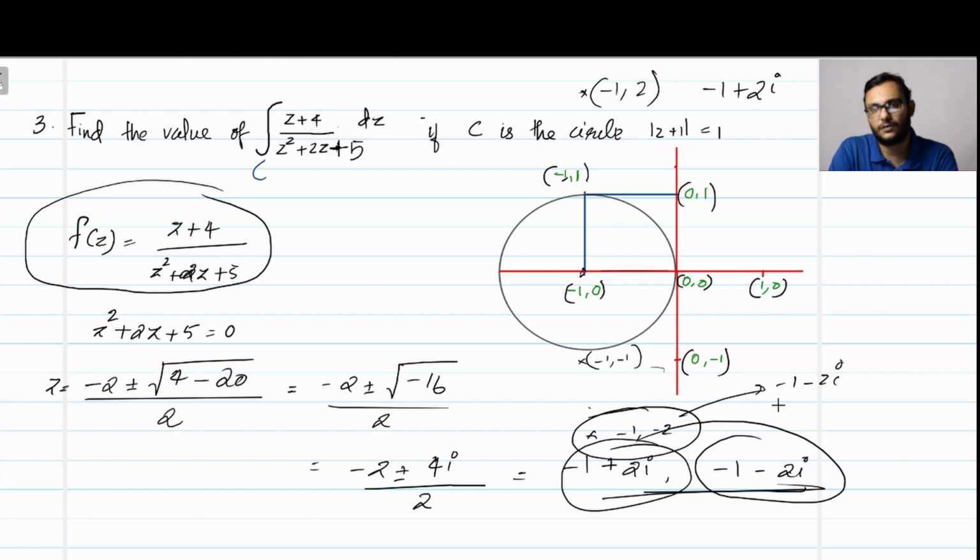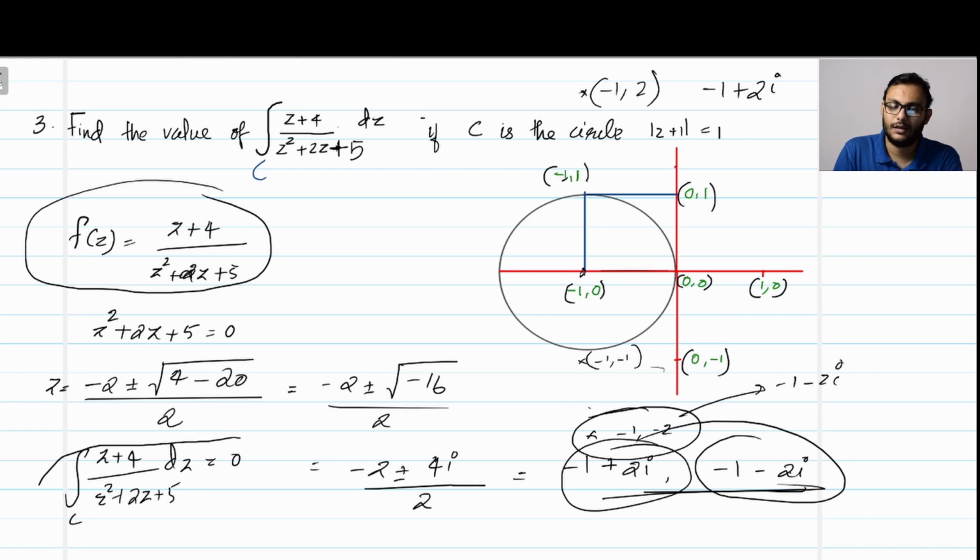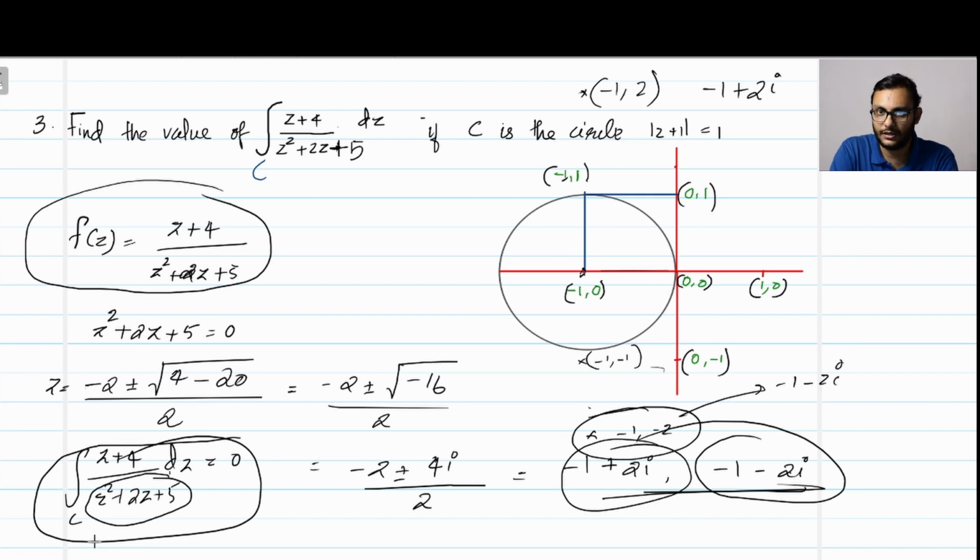So we can apply the Cauchy's integral theorem and hence we can say that the integral over C of (z plus 4) by (z square plus 2z plus 5) dz equal to 0, because the corresponding 2 points which are non-analytic of this function are placed outside the contour of our consideration. So we can apply the Cauchy's integral theorem. I hope you got the idea.